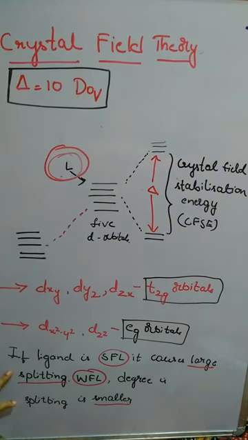So the strong field ligands and weak field ligands have been arranged. That is nothing but the arrangement of the ligands in an increasing order of crystal field stabilization energy, from the weak field ligand to the strong field ligand, and that arrangement is called the spectrochemical series. So we shall see that part in our next class.